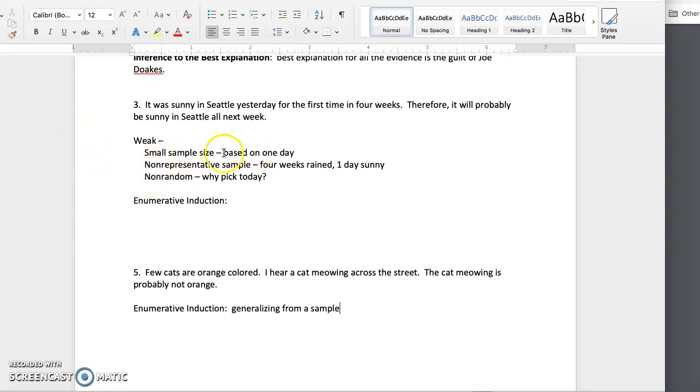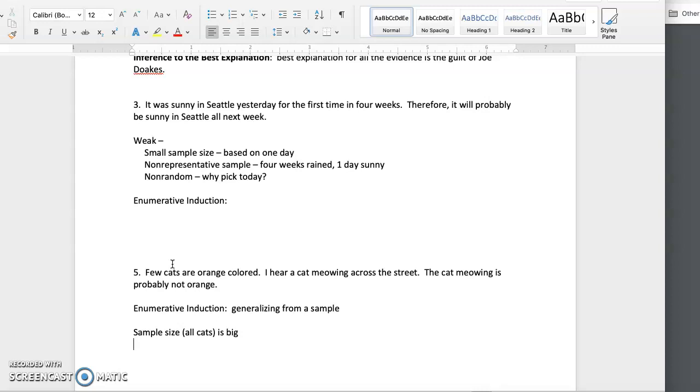Okay, so the sample size is, well, what is the sample size here? I mean, we are talking about just one cat, the one that's meowing across the street, but we're talking about it in relation to the class of all cats, right? So that's a big sample size in that sense. So sample size all cats is big.